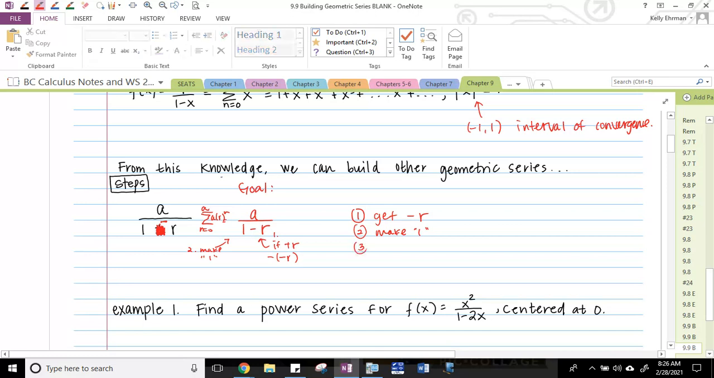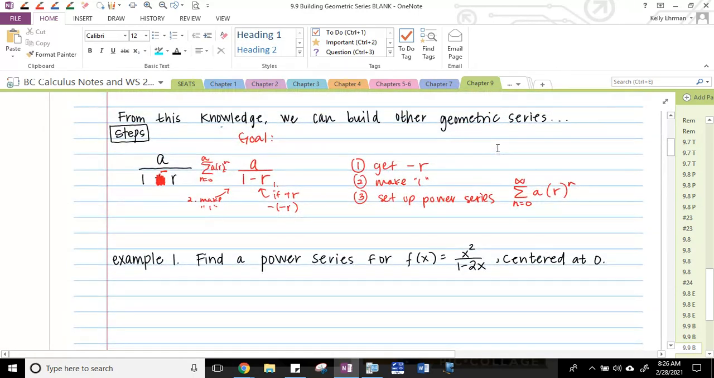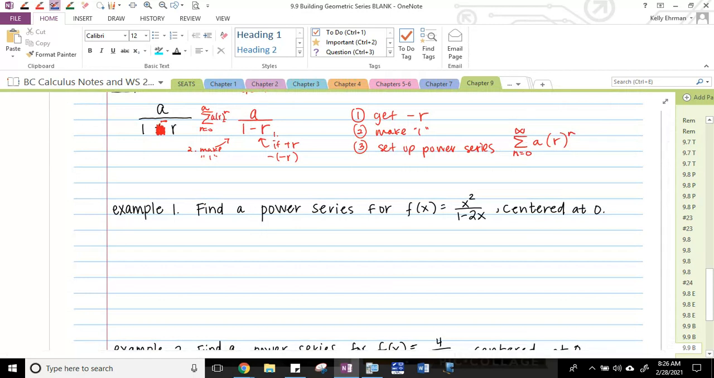And then the last thing is just to set up the power series. Once you've made sure you have a minus r and you've adjusted things to make it 1, then your power series will be from 0 to infinity, a times whatever r is to the n. A could be an expression in terms of x, and r could be an expression in terms of x. It just depends. So let's look at this first example.